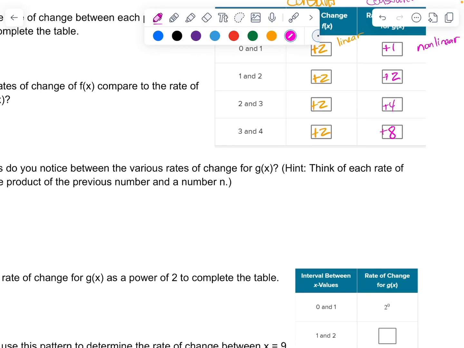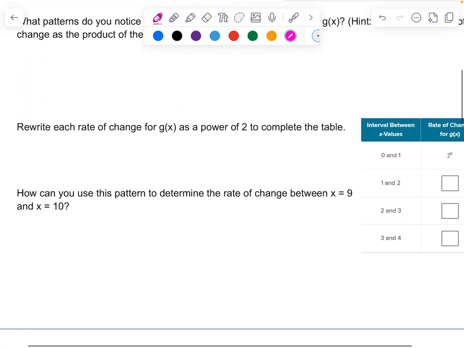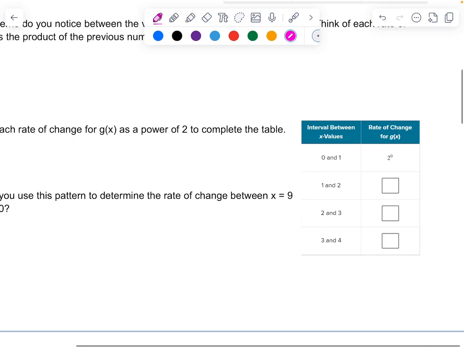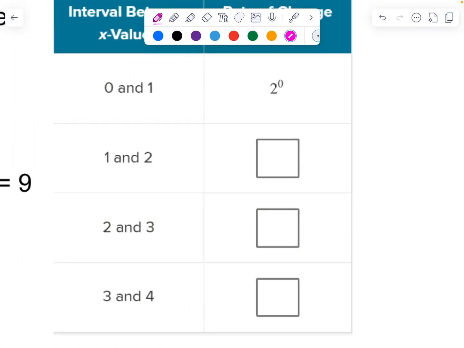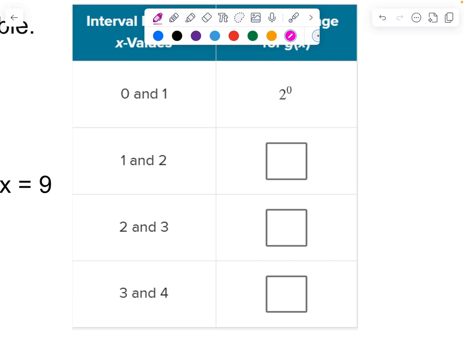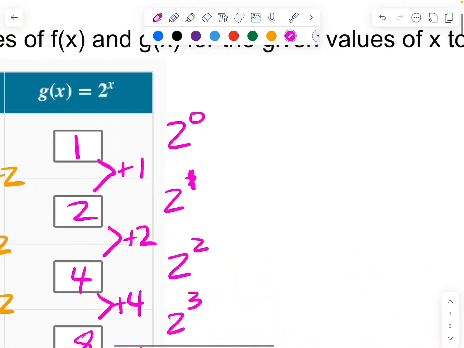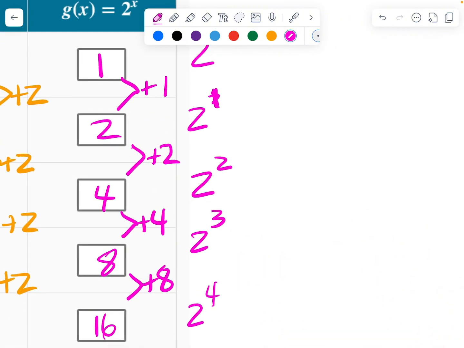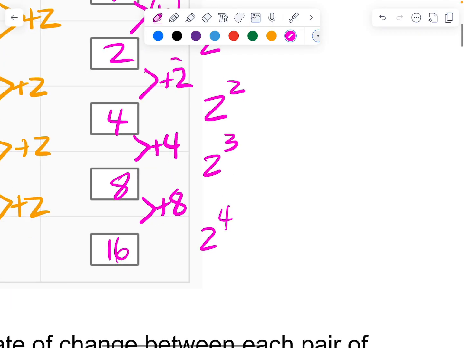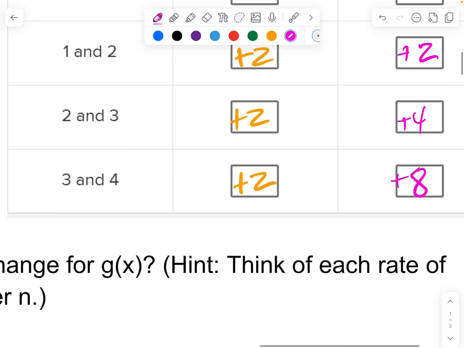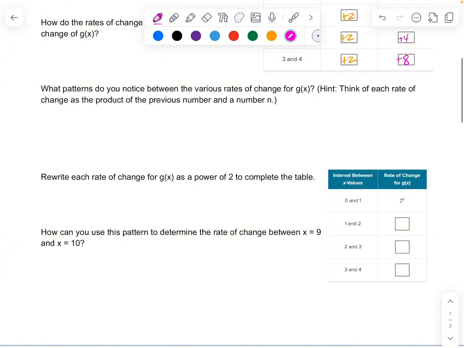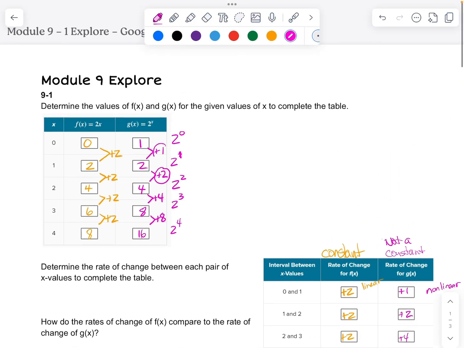Okay, so let's look at the next one. We already answered that one. Rewrite each rate of change for g of x as a power. So what it's wanting us to do, from going from 1 to 2, where are we? If I went from 1 to 2, that's here, isn't it? Sorry. Oh, let's talk about this first. 0 to 1, intervals between 0 and 1.